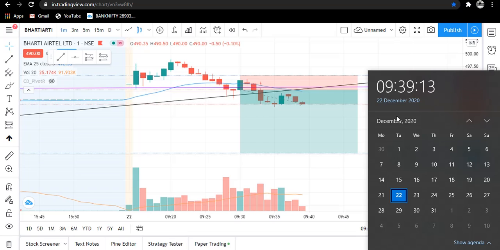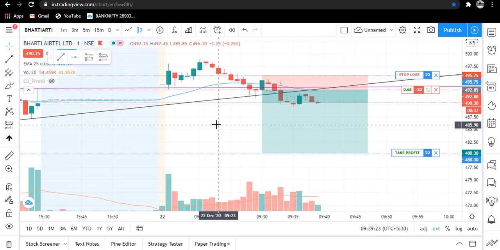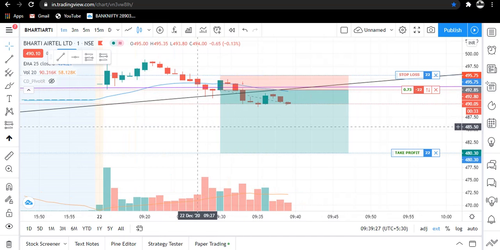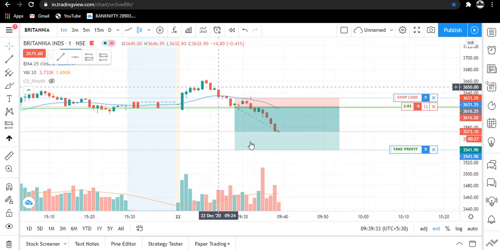Now let me show you today's date and time. So you can see traders, today is 22nd of December 2020 and currently the time is 9:39 AM. Coming on to today's trade, you can see that I have taken entry in Britannia, and I have also taken another trade, that is Bharti Airtel, and the second is in Britannia.